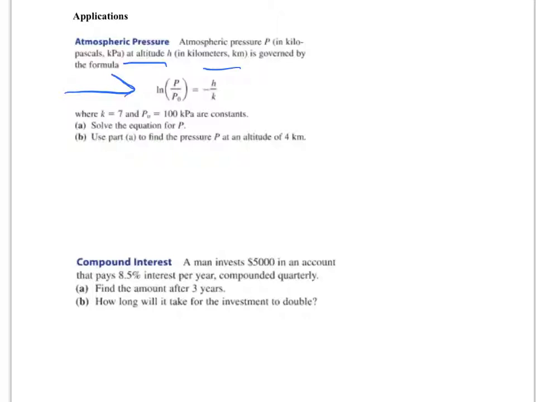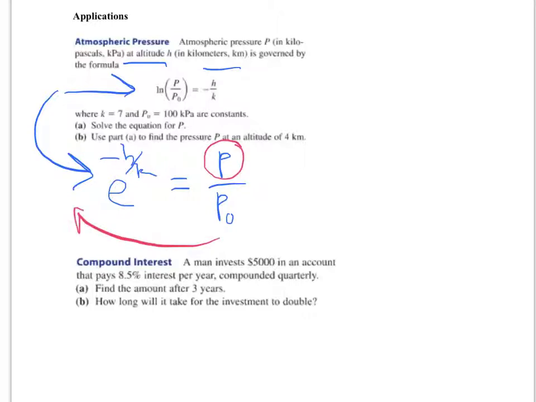So to solve this equation for P, we will re-express it in exponent form, because we only have a logarithm on one side. So let's express this in exponent form. It tells us that e to the negative h over k is equal to P over P sub 0. We're solving for P, so we just have to multiply by P sub 0. And so we end up with P sub 0 times e to the power negative h over k is equal to P. So we've solved it for P.